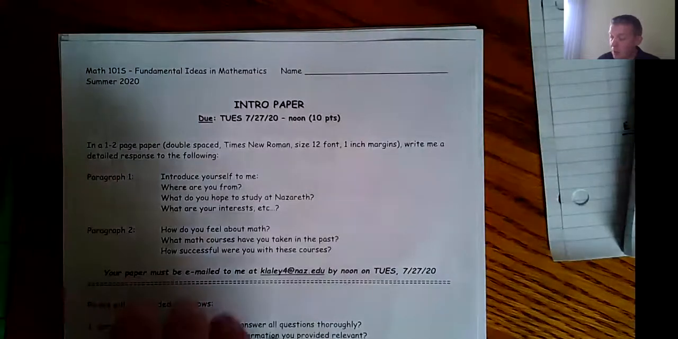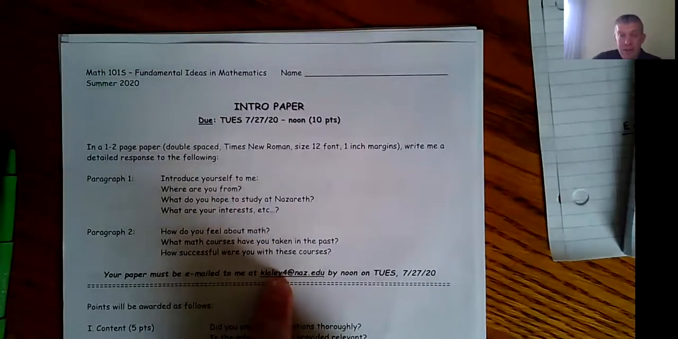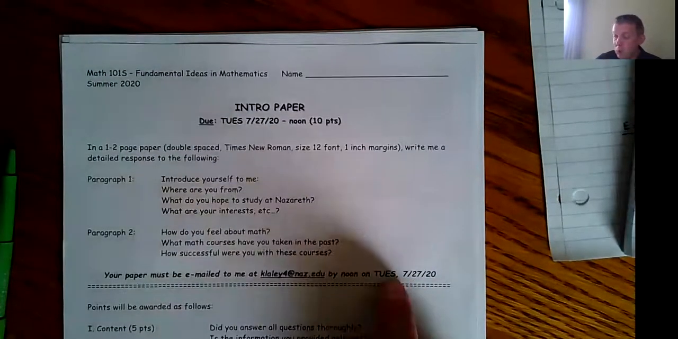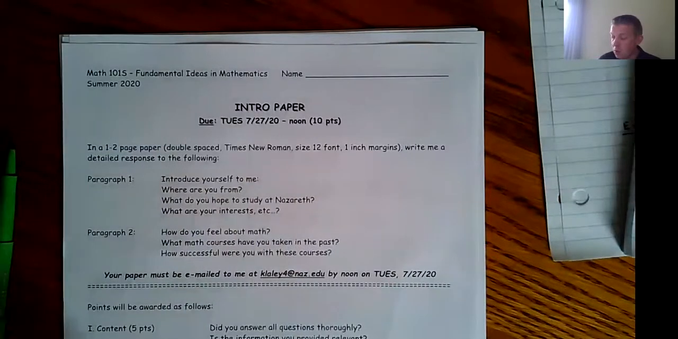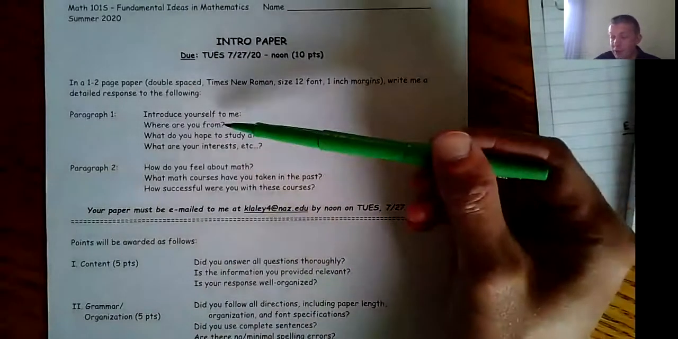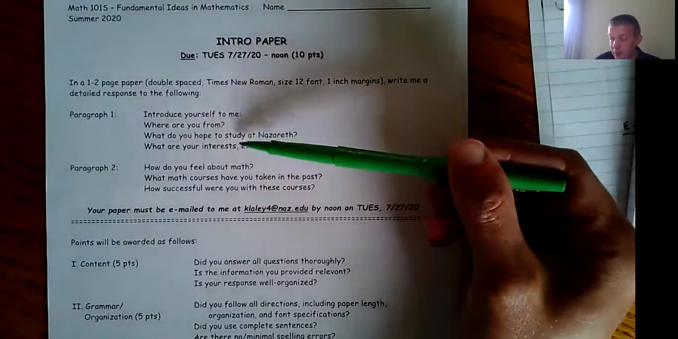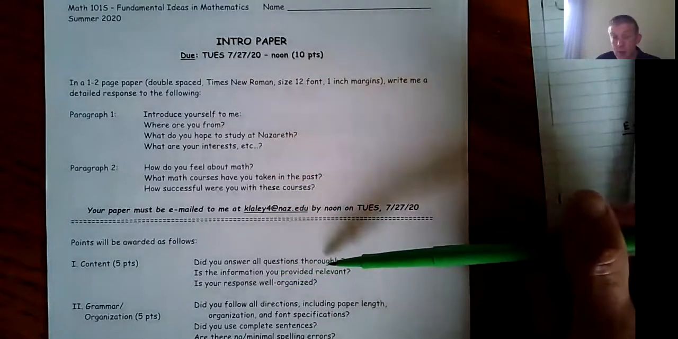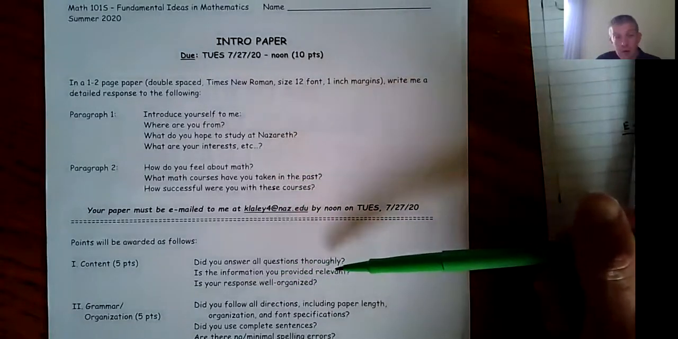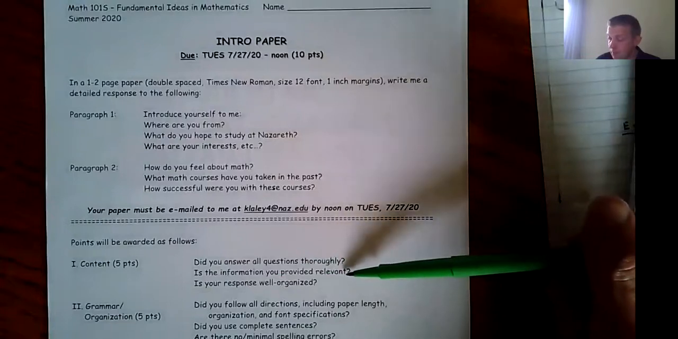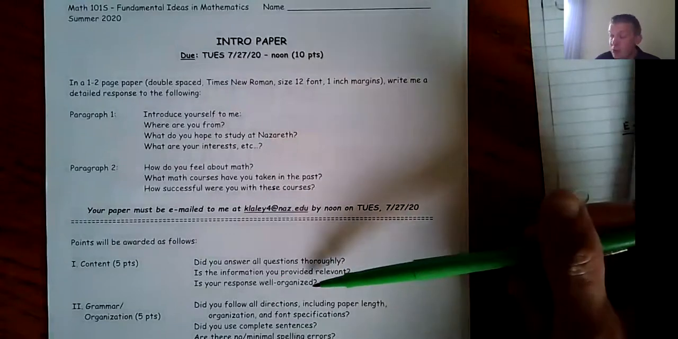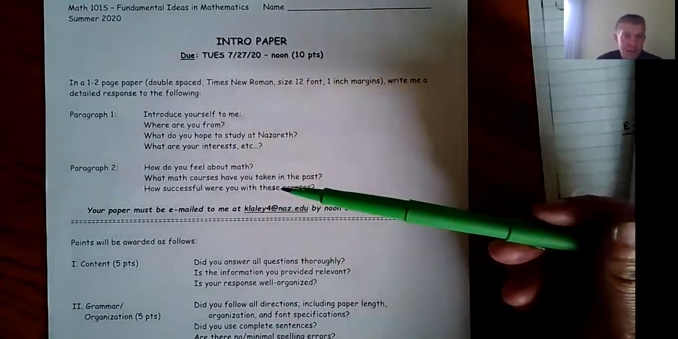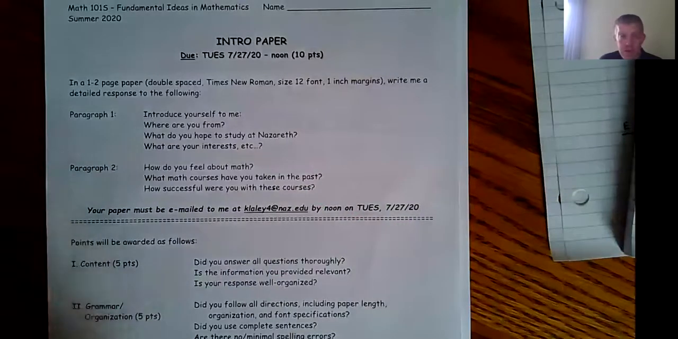Okay. Your paper must be emailed to me. That's my email address right there, by noon on Tuesday. So how I'm grading this. First off, the content. I'm literally going to go through your paper and check off if you answered these 6 questions that I wrote here. So if you answered all the questions, then you answered all the questions thoroughly. Are you just rambling, or did you actually write things that are relevant? And did you organize it into the paragraphs like I asked you to? You get 5 points from that.